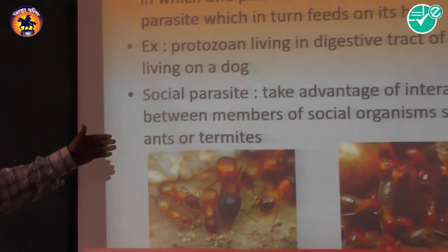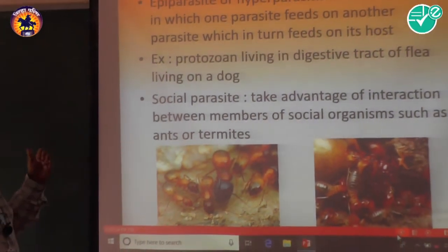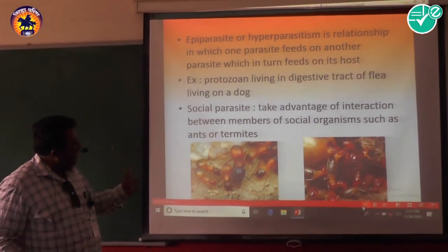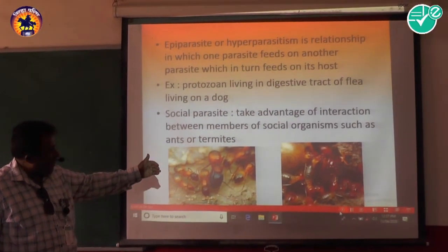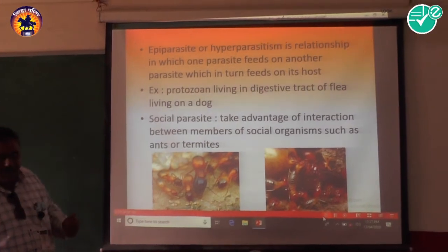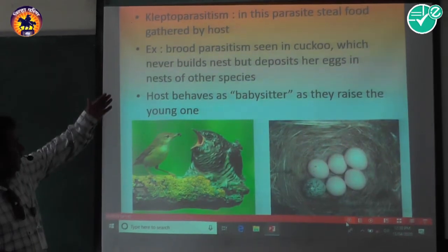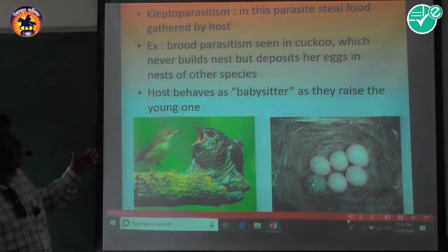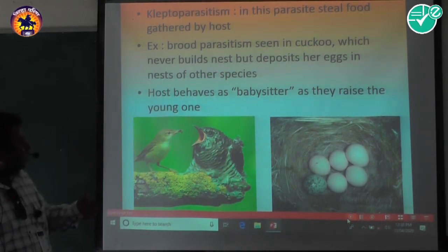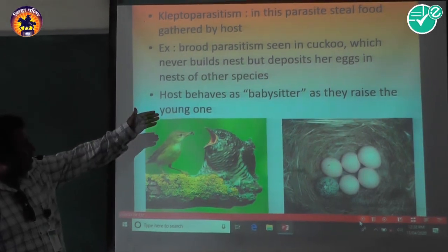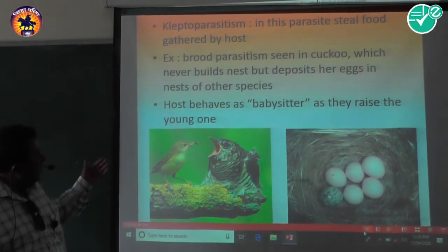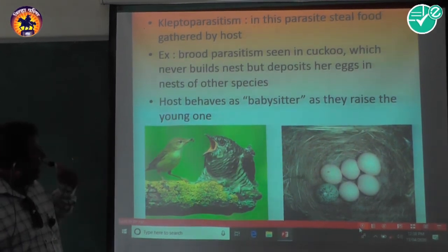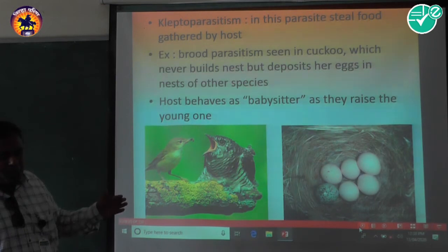The social parasite takes advantage of the interactions between the members of a social organism, such as ants and termites. Then kleptoparasitism, in which the parasite steals food gathered by the host. An example is brood parasitism seen in the cuckoo, which never builds a nest but deposits her eggs in the nest of another species.